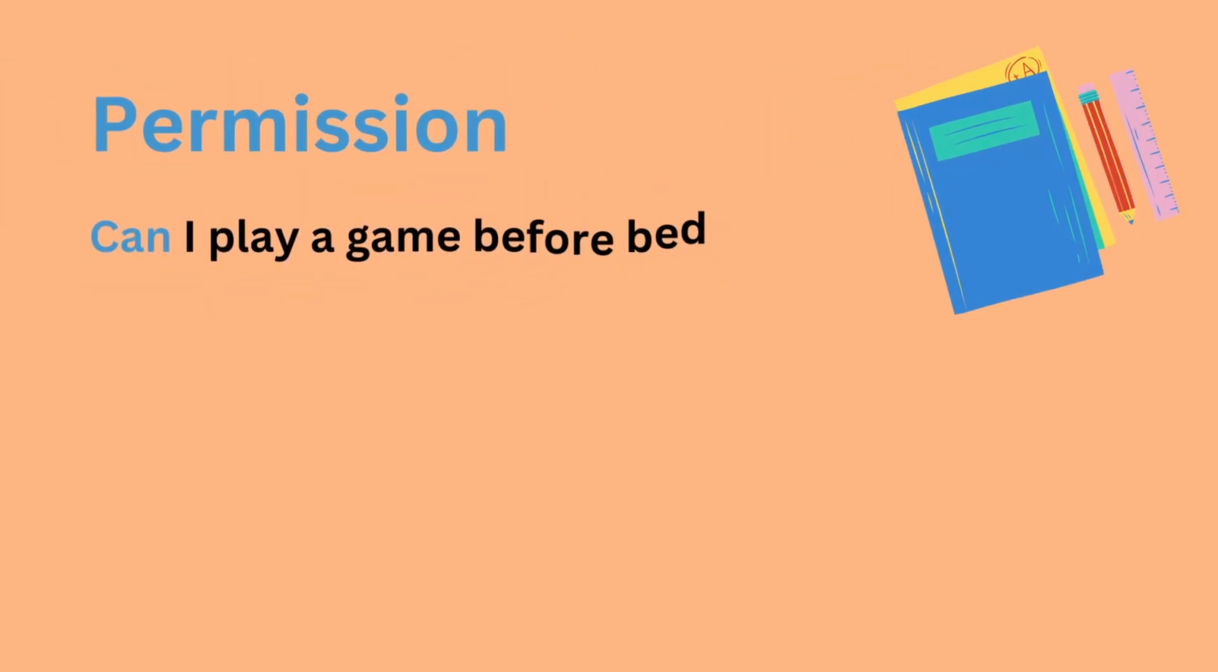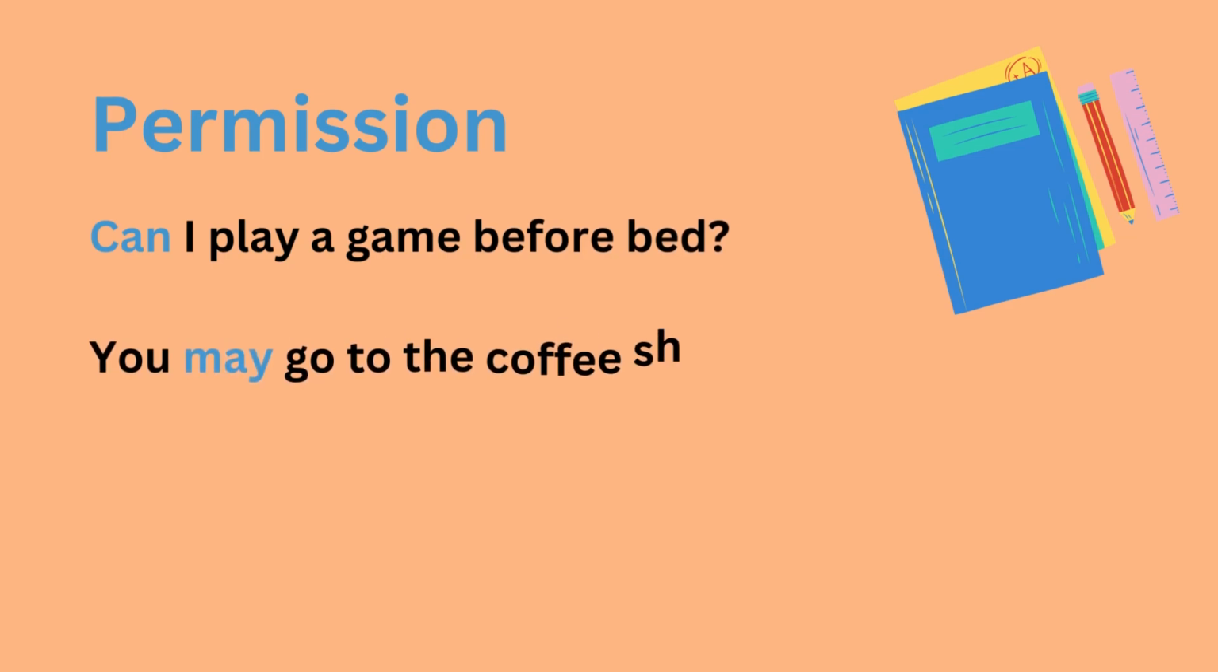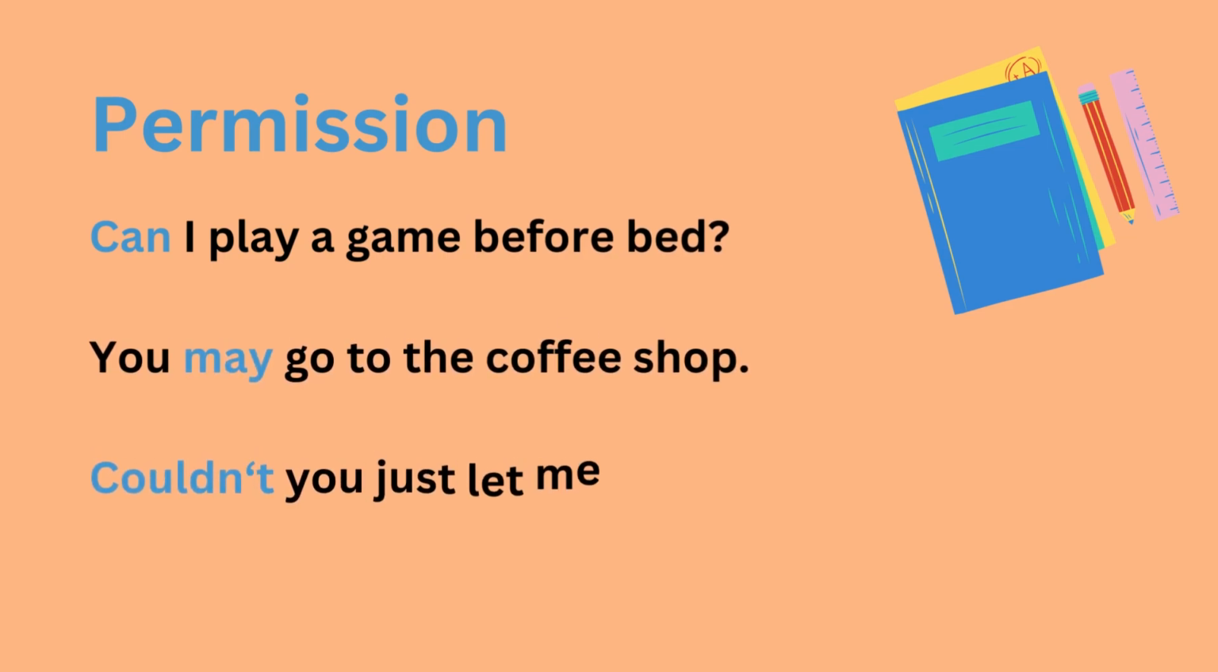For permission, we use can, may, and could. Can I play a game before bed? Am I allowed to? You may go to the coffee shop. It is okay with me if you go to the coffee shop. Couldn't you just let me help? You are doing something difficult and I'd like to make it easier for you.